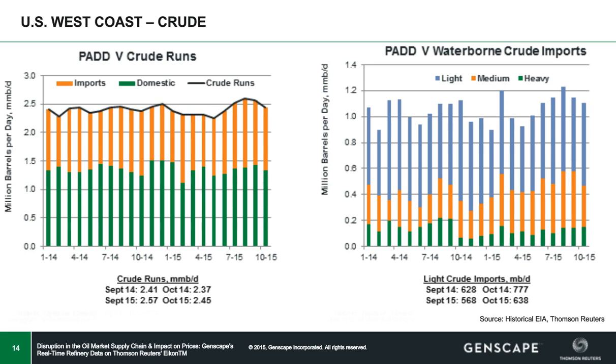We expect crude imports for PADD 5 in September and October to be 1.1 million barrels per day for both months. Import levels are on par with those seen last year during the month, with Arab Light from the Middle East and Oriente from Latin America being the two largest imported grades.